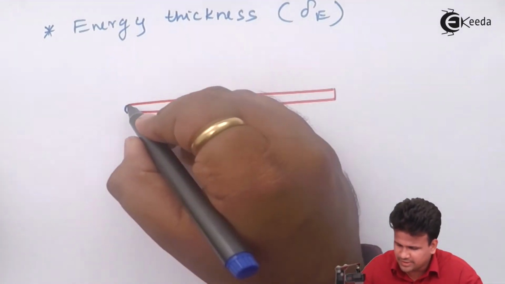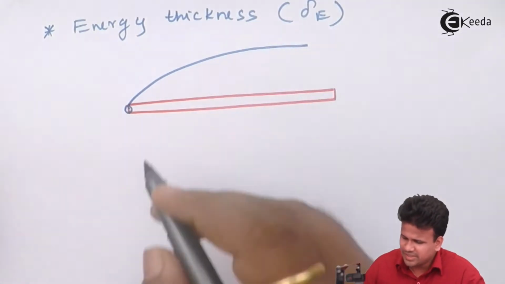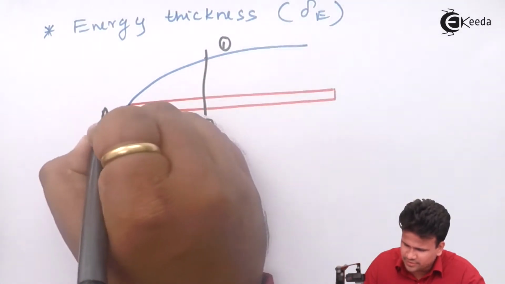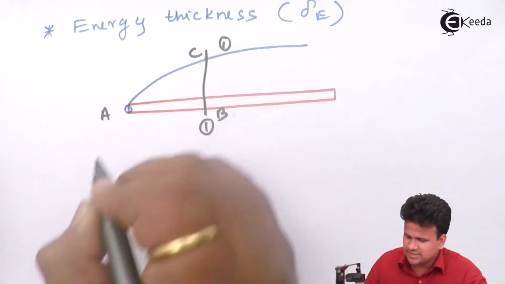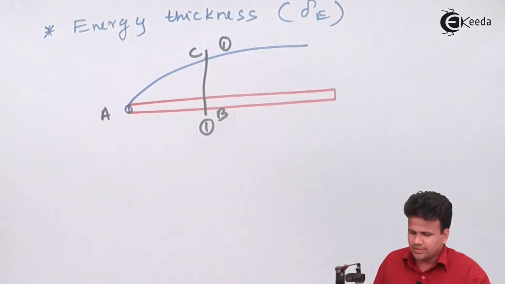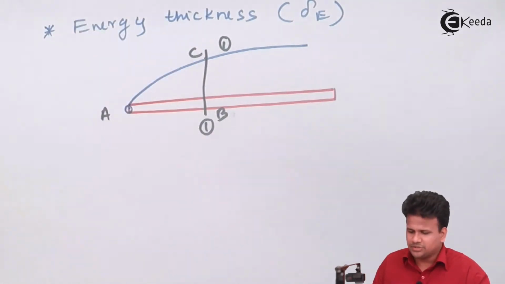leading edge. From the leading edge there will be a formation of a boundary layer. So again we'll consider a section 1, this is point A, this is B, this is C. We'll apply what is energy conservation over here. The loss in energy is compensated by a thickness that is called as the energy thickness.